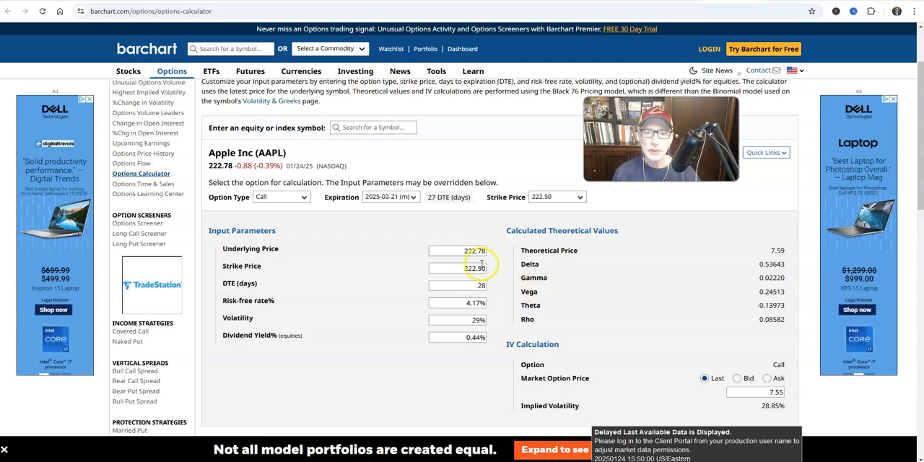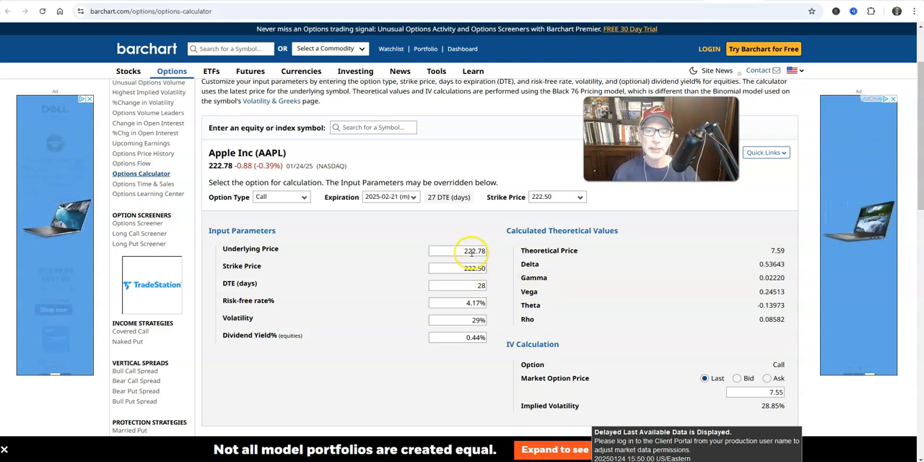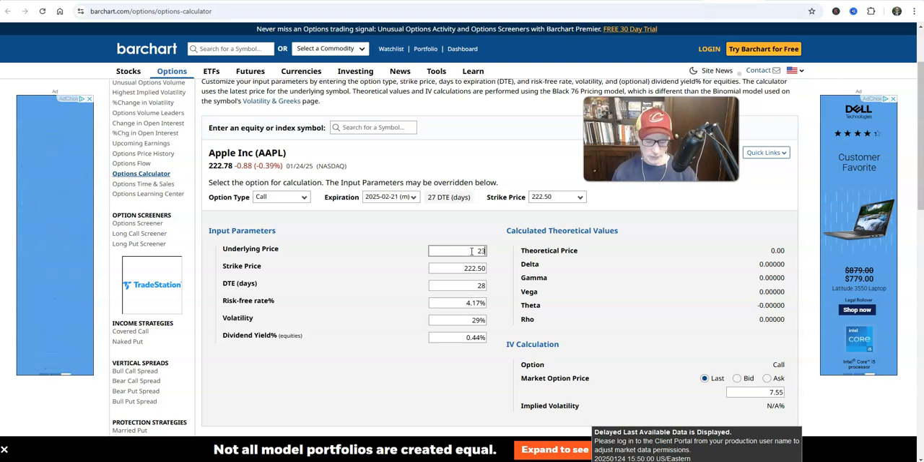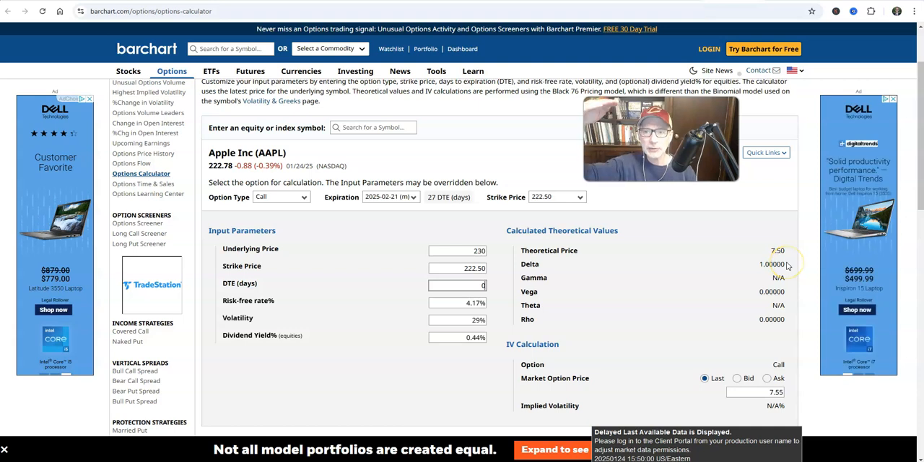Now, let's bump up Apple stock price to $230, and we'll take the days to expiration down to 0 days. So this is on expiration day. Okay. Now, on expiration day, even though Apple jumped up from 222 up to 230, the 222.5 call is only worth $7.50. You paid $7.60 for it. So you haven't made any money at all, even though Apple stock went up. That's at the end of expiration.